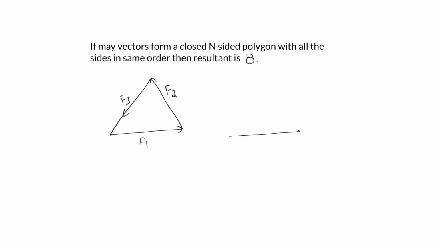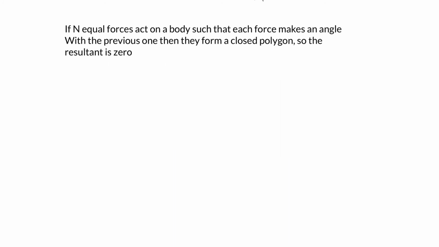Or if we have a vector along this direction, let's say F1, another one F2, another one F3, and another one F4, and we add all these four, then also we get the resultant equal to 0. Now we can consider the next condition.